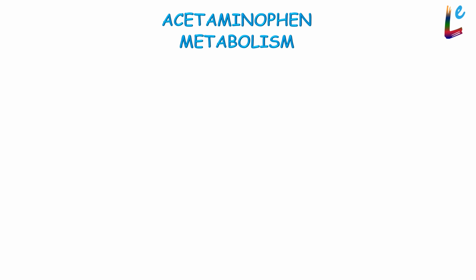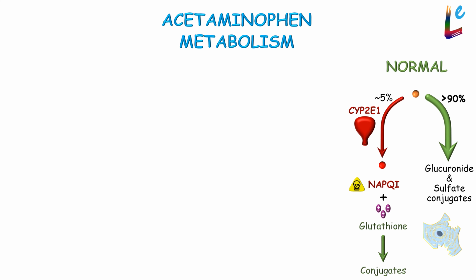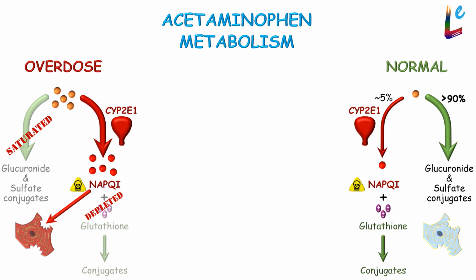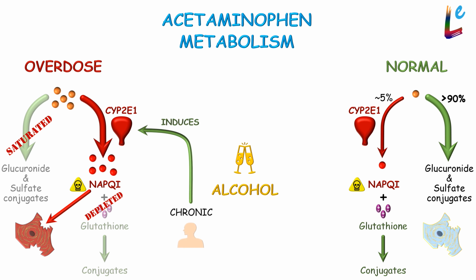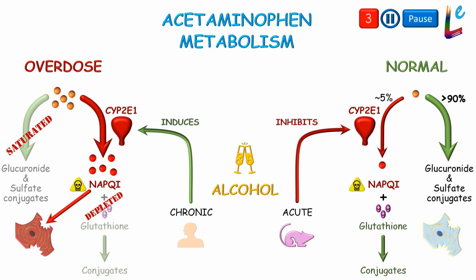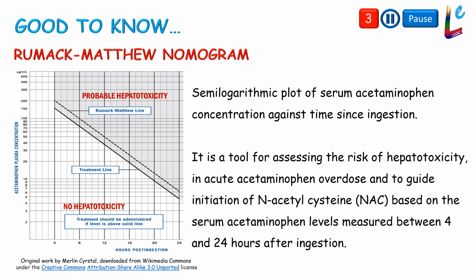So to summarize, we saw how acetaminophen is metabolized, what happens in overdose, and how alcohol complicates these situations by inducing and inhibiting CYP2E1. These are some good to know facts.